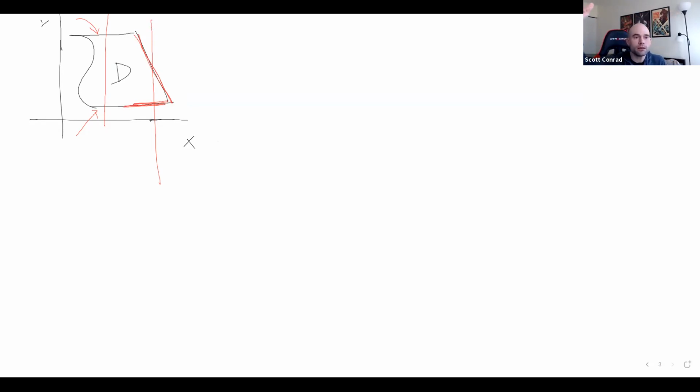So we can't say y is bounded below by y equals some curve, and above by some curve, because depending on where you are, there's a different top curve. But what we can say is that there's definitely a left curve and a right curve. So a left boundary and a right boundary for this.